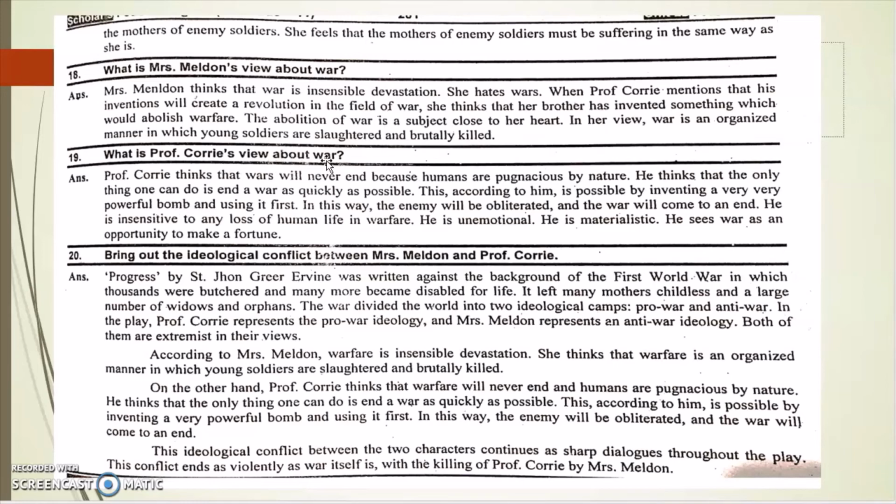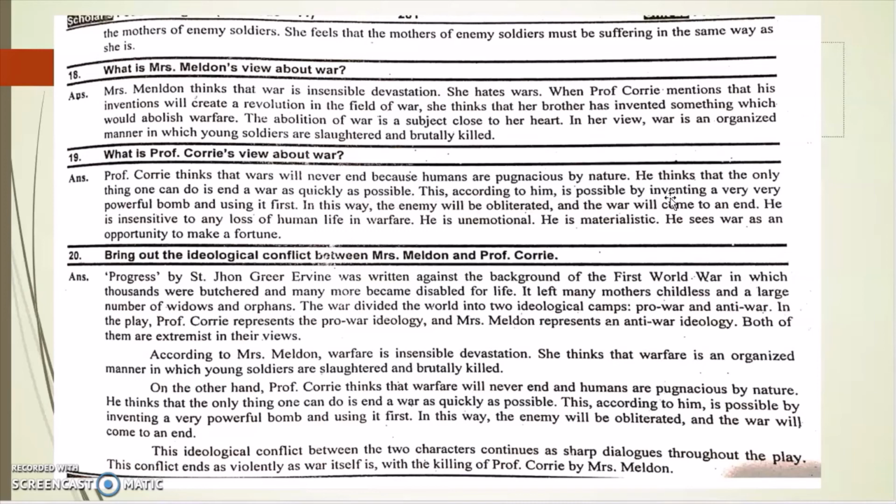What is Professor Corey's view about war? We also know what his views are. He's pro-war, he's profit hungry, he's looking for fame, he's looking for money, and he's totally insensitive when it comes to human life. Professor Corey thinks that wars will never end because humans are pugnacious by nature. Pugnacious means they can't stop fighting. So they are always going to be looking for one reason or the other to fight. He thinks that the only thing one can do in the end is end a war as quickly as possible.